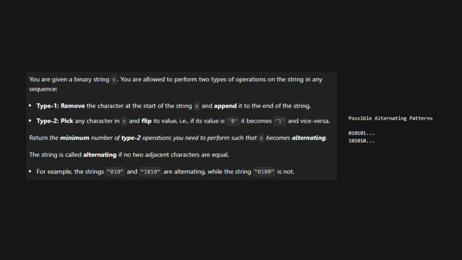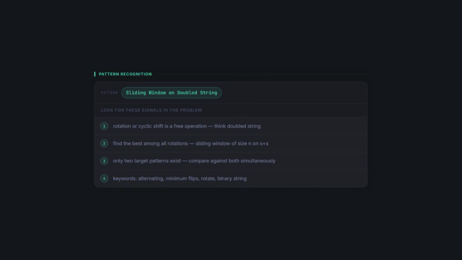Now, when reading the question, a few words stand out. The word rotation immediately suggests that the string behaves like a circular structure. For circular problems, a common trick is duplicating the string by writing s plus s. That allows us to simulate every possible rotation. The problem also asks us to choose the best rotation, which usually suggests a sliding window approach. And since we want the minimum number of flips, what we are really counting are mismatches between the current string and the desired alternating pattern. So combining these observations, the approach becomes sliding window on the duplicated string while counting mismatches against alternating patterns.